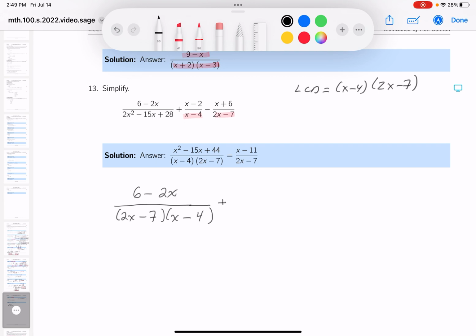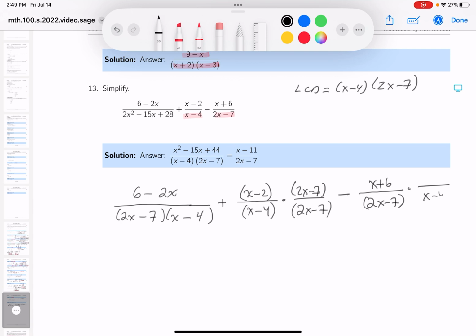I'm going to go to the next fraction. I'll write that down for you. It's going to be x minus 2 over x minus 4 times, well, I've got to build this one, and what's missing is 2x minus 7. Now, since I'm going to use the distributive property, I'm going to put parentheses on this one as well. Minus 2x minus 7, I get x plus 6 here, times, well, what's missing? x minus 4.